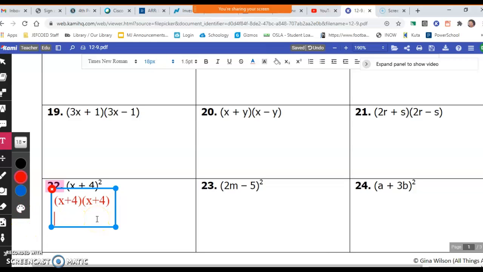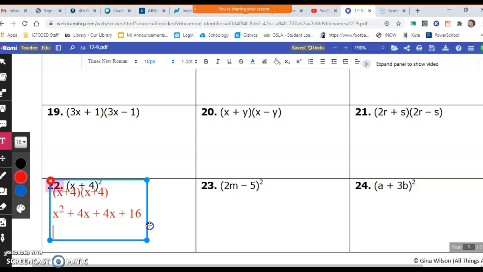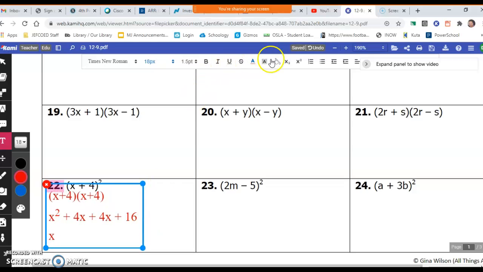We go ahead. Let's distribute those. So we know we're going to have x times x is going to be what? X squared. X times the 4 plus 4x. Distribute the 4 across, so 4 times x again is going to be what? Plus 4x. And then 4 times 4? 16. All right. From there, combine our terms. And we should end up with x squared plus 8x plus what? 16. We good there? Good.